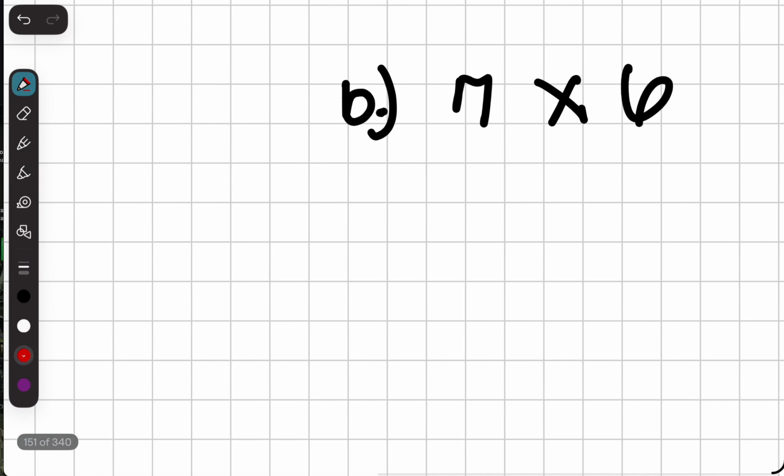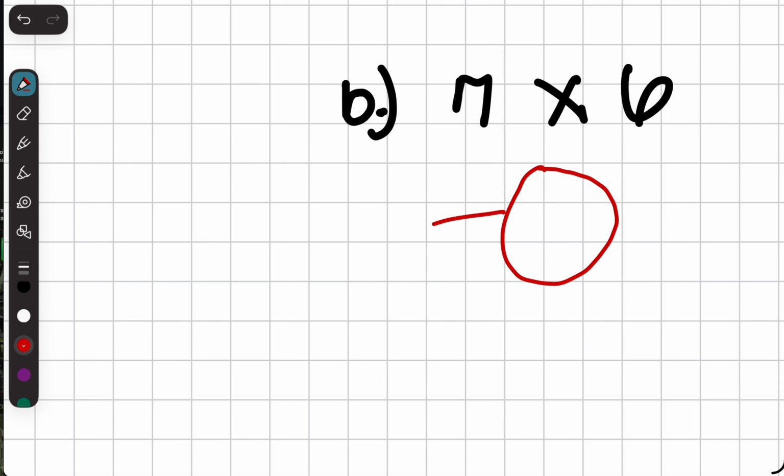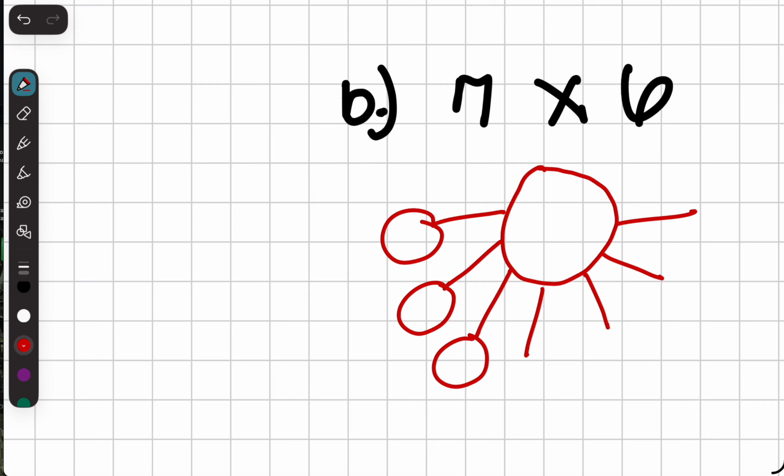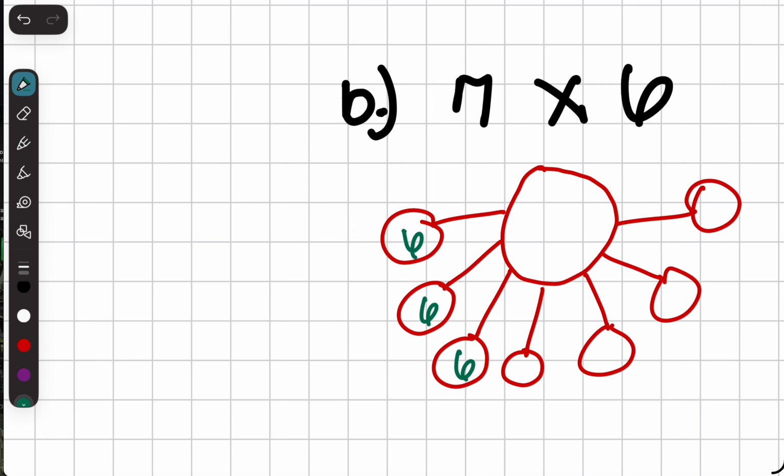Here we have 7 times 6. Okay, so I'm going to use a number bond to solve this problem. So I'm going to draw my whole. I'm going to make 7 parts because it's 7 groups of 6. 1, 2, 3, 4, 5, 6, 7. Okay, and this is 7 groups of 6.